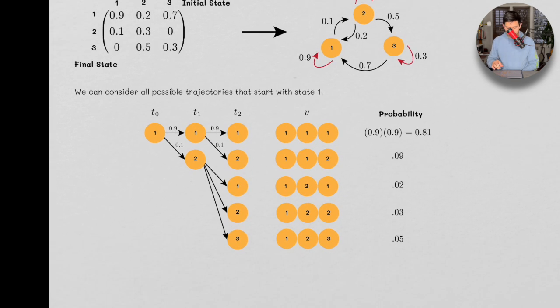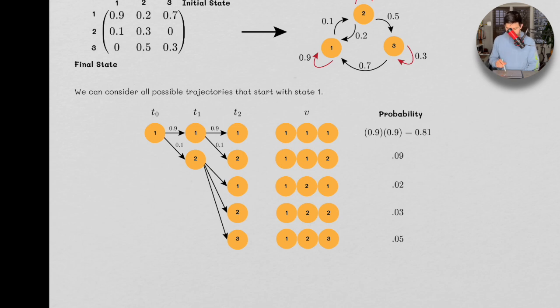So we can consider all possible trajectories that start with state 1. Okay, we're starting with state 1 at time 0. So state 1 going to state 1, well, that's 0.9. State 1 going to state 1 again, well, that's 0.9. 0.9 times 0.9 is 0.81. Okay, so over 2 time steps, if our trajectory is 1, 1, 1, the probability of that trajectory is 0.81.